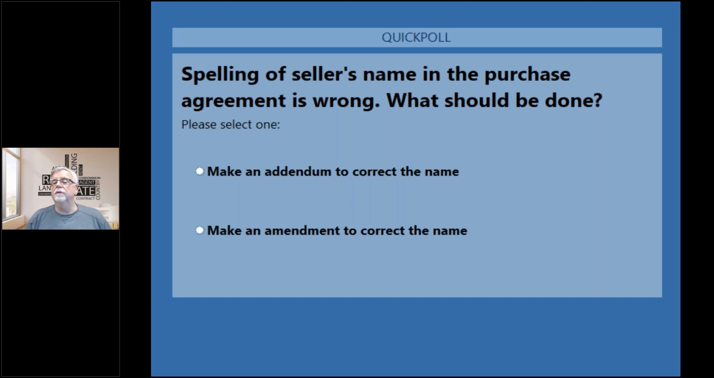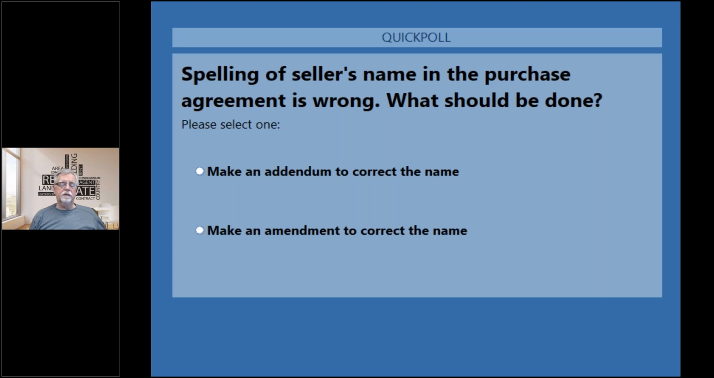And we started off with an 80-20 split, and now we're down to about 60-40. Some people aren't using the poll, but just voting. That's okay. That's all right. You know, we're a bunch of free spirits here. 70% said make an amendment to correct the name, and that is the correct answer. You win a prize. You all get a cigar for getting that right.